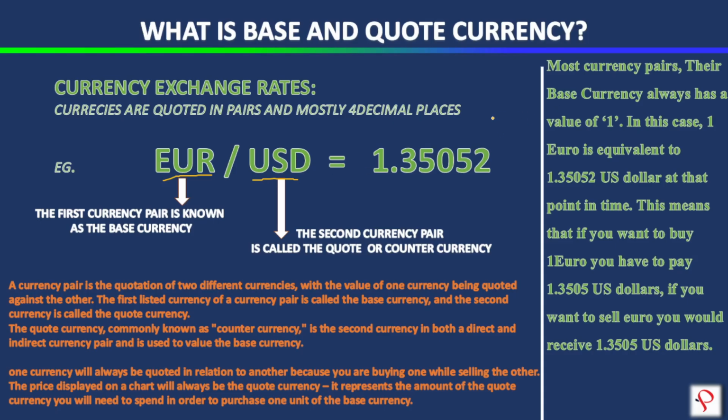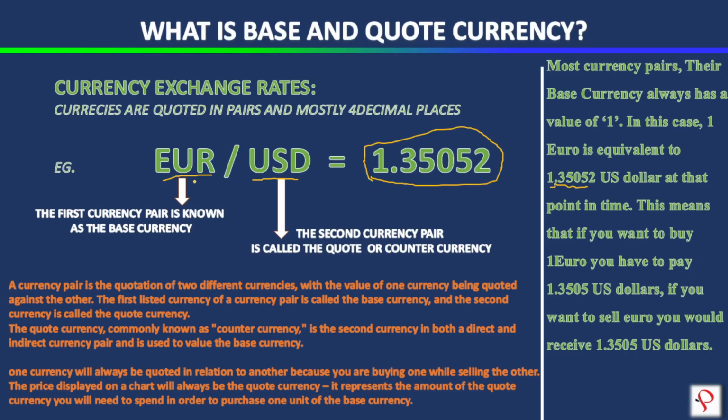Most currency pairs, their base currency always has a value of 1. In this case, 1 euro is equivalent to 1.35052 US dollars at that point in time. This means that if you want to buy 1 euro, you have to pay 1.3505 US dollars. If you want to sell euro, you would receive 1.3505 US dollars. So that means the value of the base currency is seen at the figure represented by the quote currency.